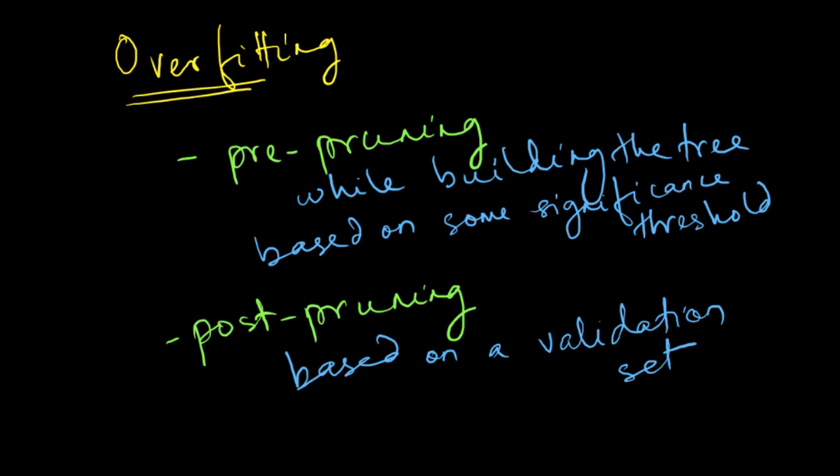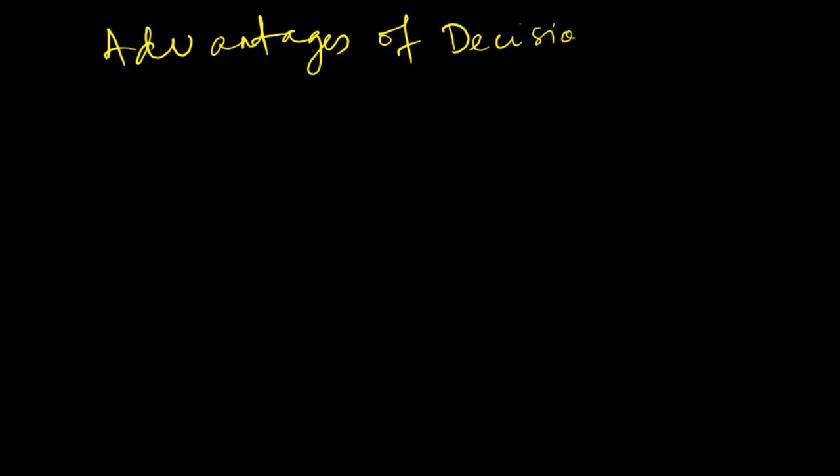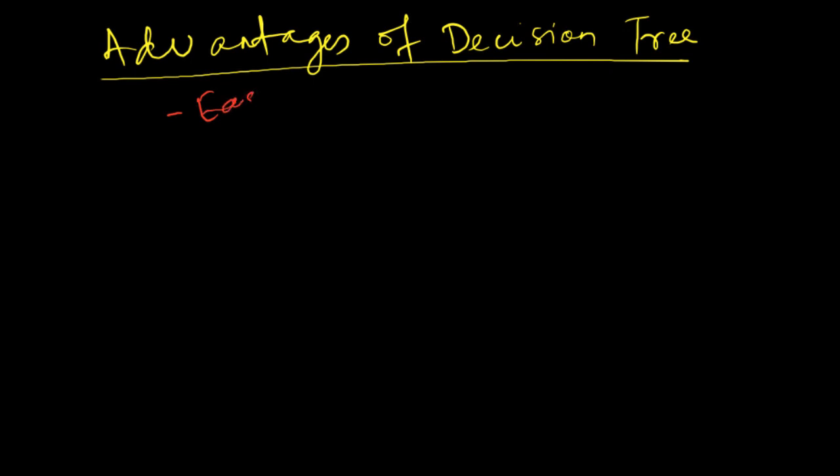So now your decision trees of course are very useful, but like any method, they have some advantages as well as some disadvantages. So let's try to understand first what are the advantages of the decision tree algorithm. So the first advantage is that they are easy to interpret.